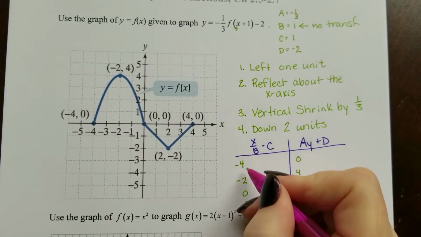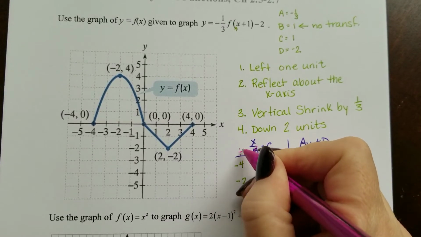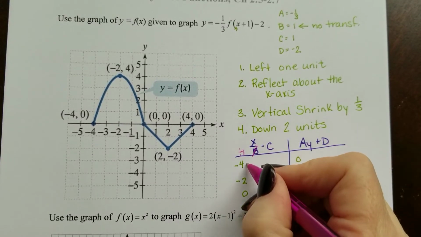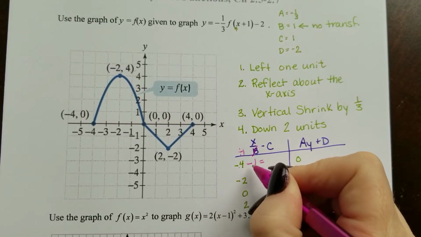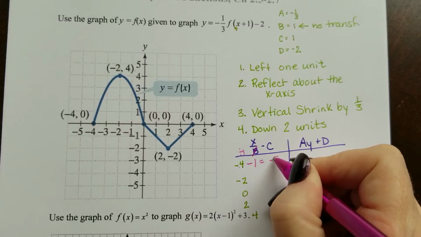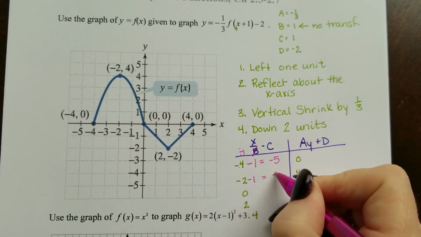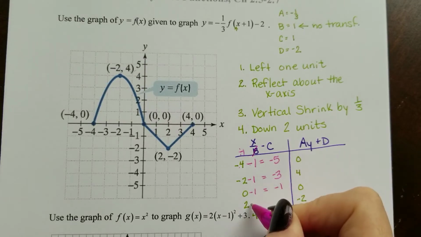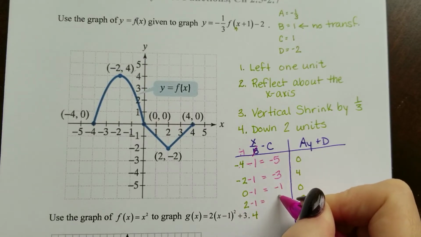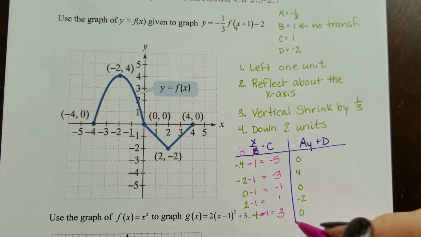So dividing by 1, we'll keep that. That's dividing by 1, so I don't have to do that. But then I'm going to subtract C, which is 1. So -4 minus 1 is -5. -2 minus 1 is -3. 0 minus 1 is -1. 2 minus 1 is 1. And 4 minus 1 is 3.